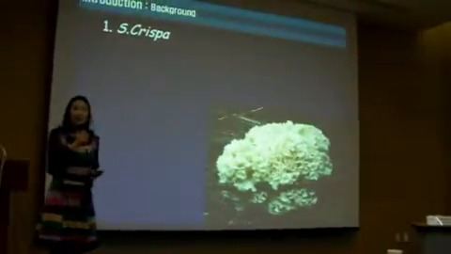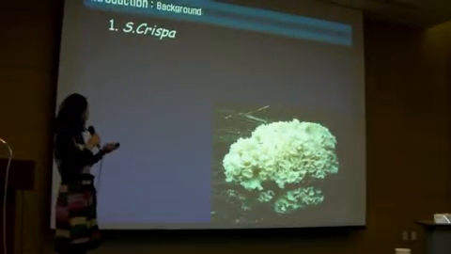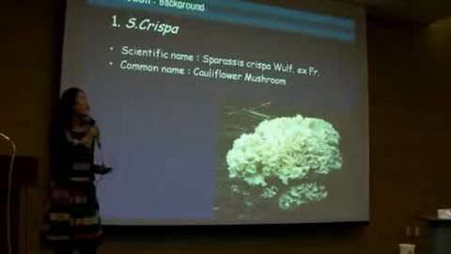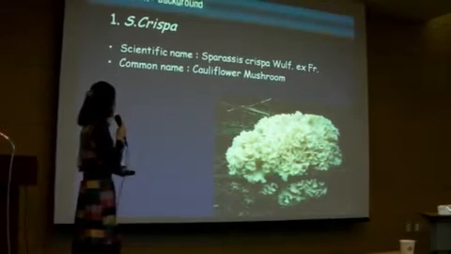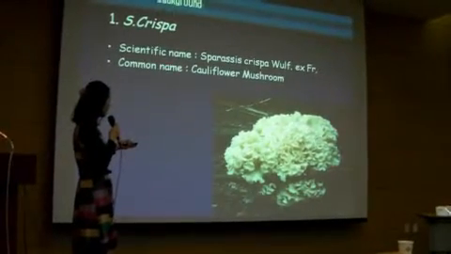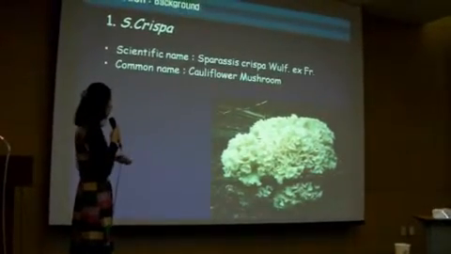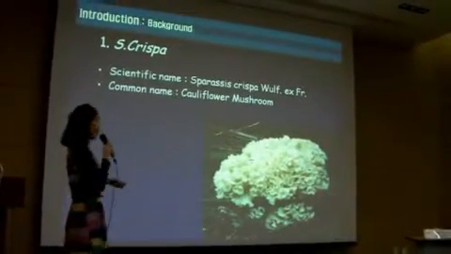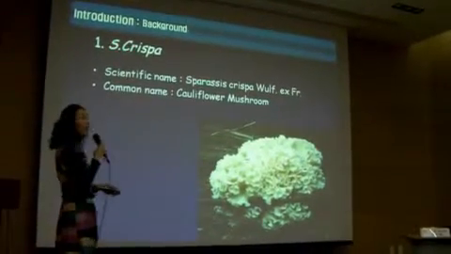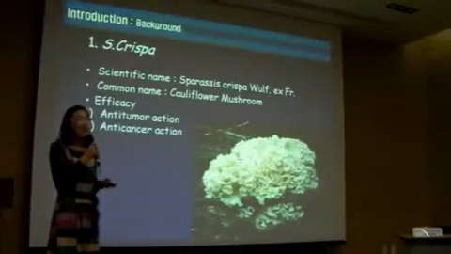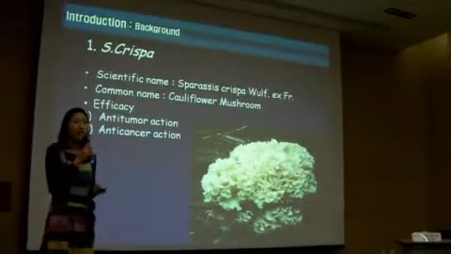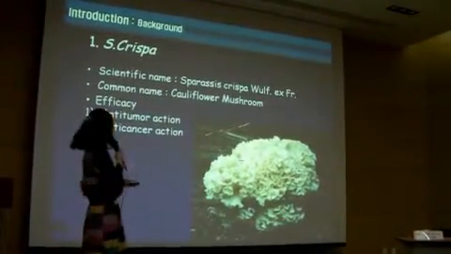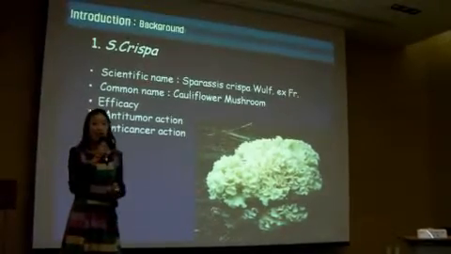What is S-CRISPR? S-CRISPR's scientific name is Species CRISPR herb. And as you can see in the bottom right picture, the mushroom looks like a cauliflower and appears white in color. So its common name is cauliflower mushroom. And this mushroom is well known for medicinal effects on the immune system, such as anti-tumor or anti-cancer action.